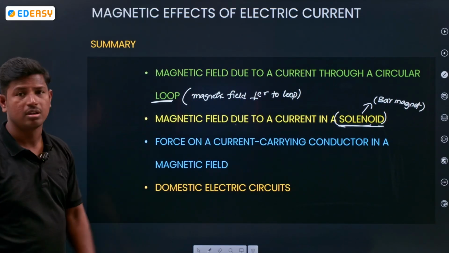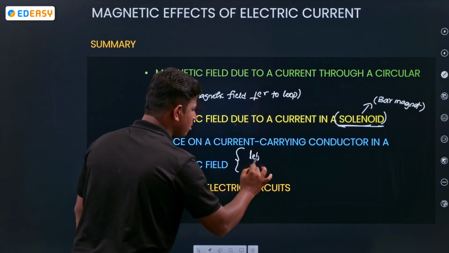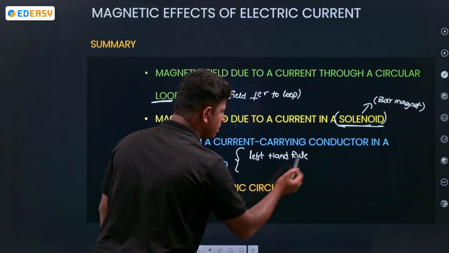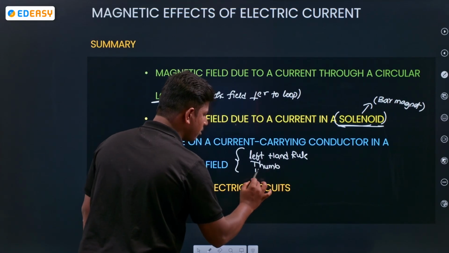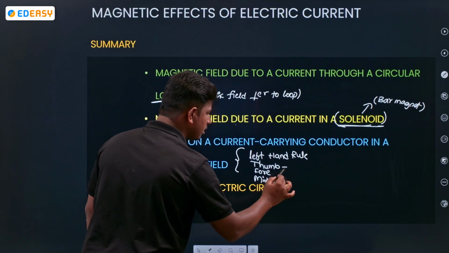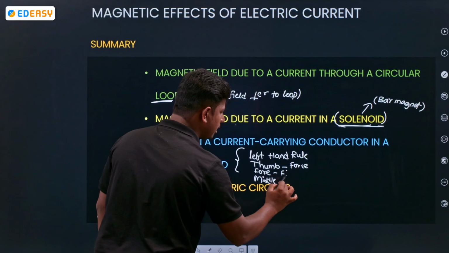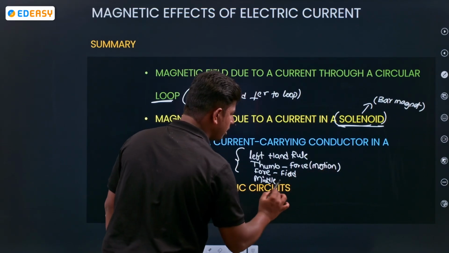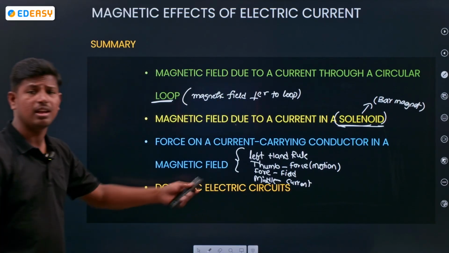Next, force on a current carrying conductor. Which law will we use? Left hand rule. Which fingers do we take? Thumb, forefinger, middle finger. Thumb, force or motion; forefinger, field; middle finger, current. That's it. Okay. Domestic electrical circuit.